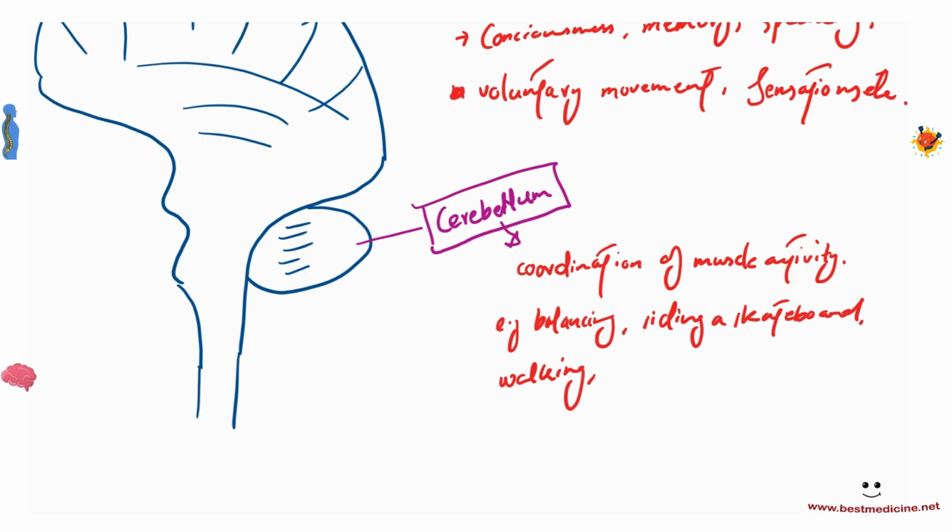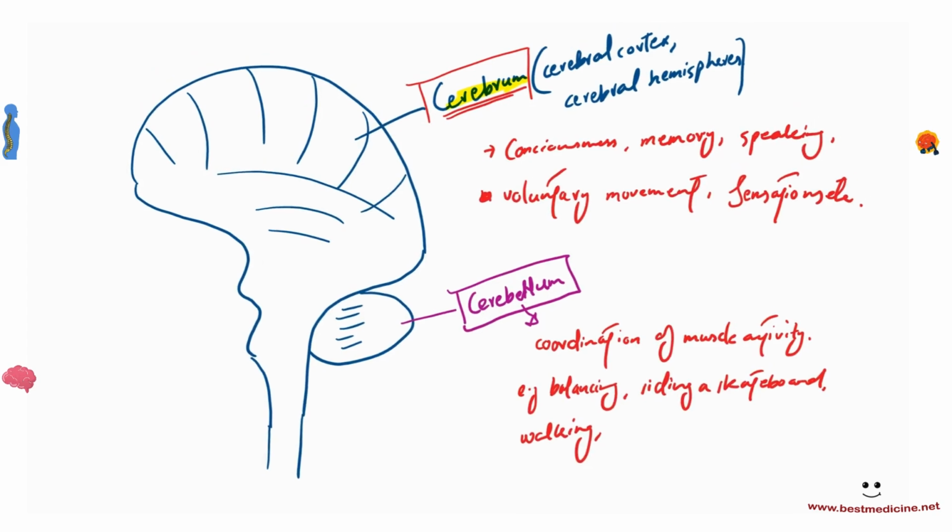And if you close your eyes right now and you're able to touch your nose, the cerebellum is involved in that, right? So balancing and everything. So imagine if the cerebellum is damaged, right? If the cerebellum is damaged, people would not be able to balance themselves, they would not be able to ride a bicycle, not be able to walk properly, etc.